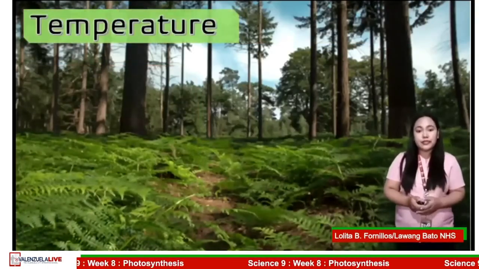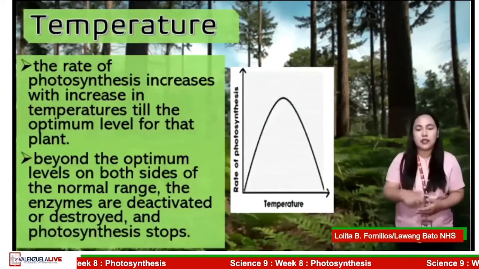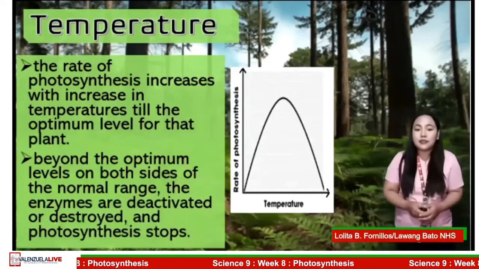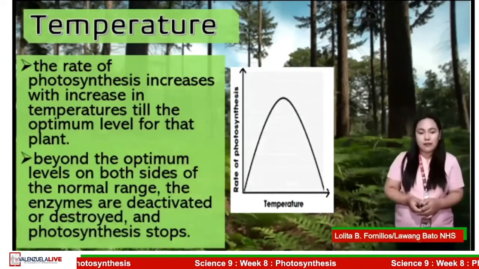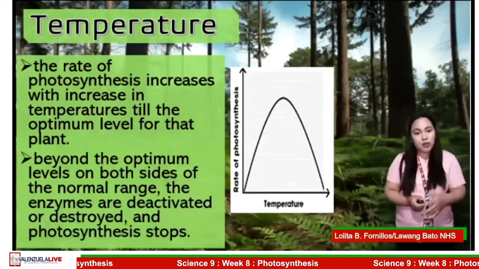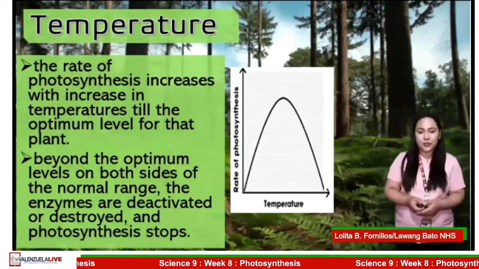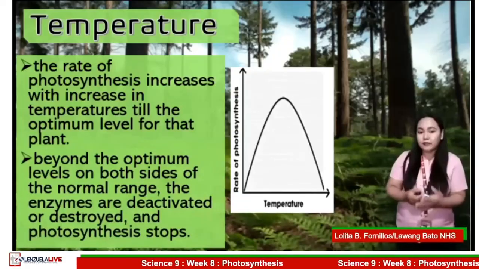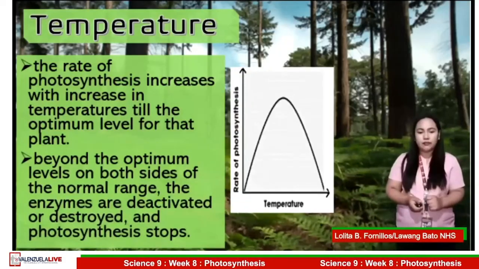The rate of photosynthesis increases with an increase in temperature until it reaches the optimum level for that plant. Beyond the optimum levels on both sides of the normal range, the enzymes are deactivated or destroyed, and photosynthesis stops.